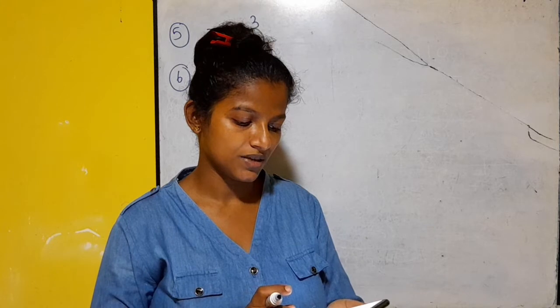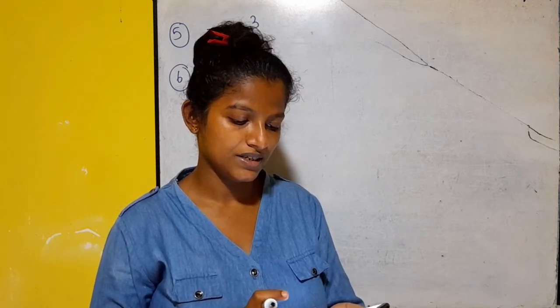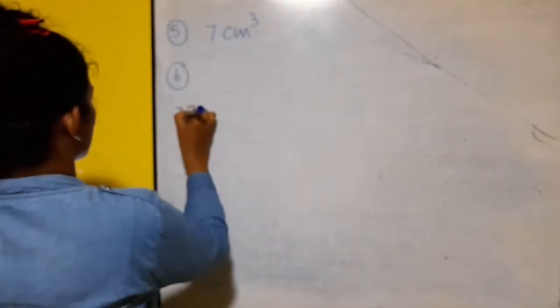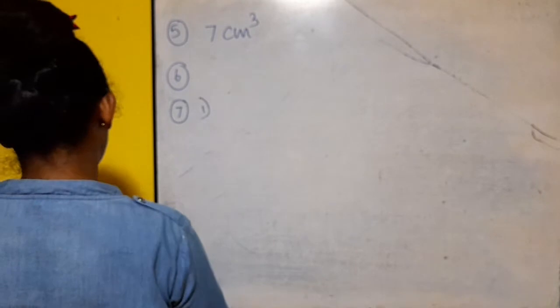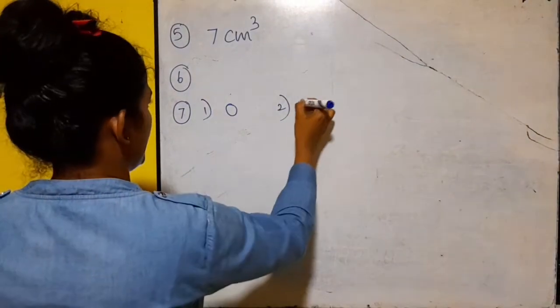Then question number 7. In the circle shown in the diagram, name the center. Then the diameter. What is the center here? Center is O. Then the diameter is AB.